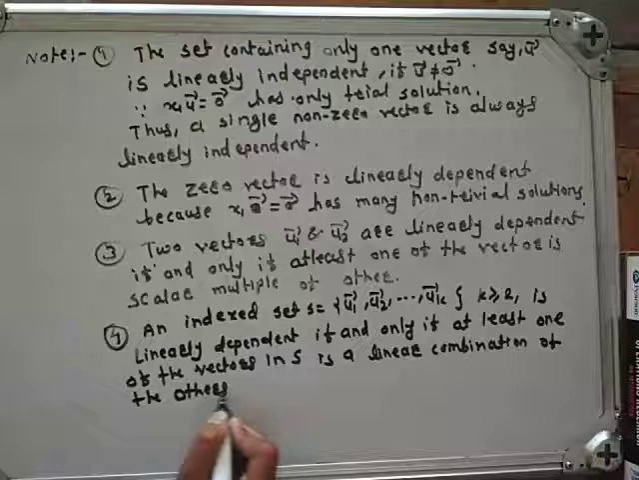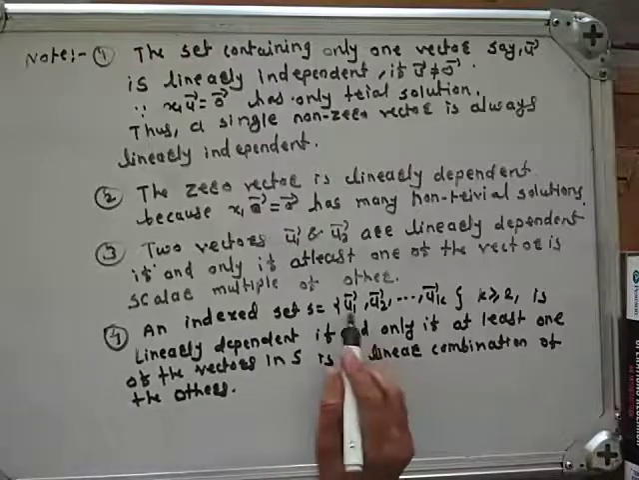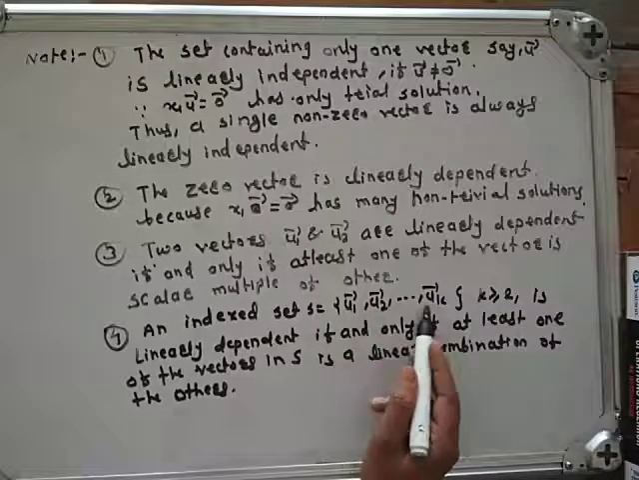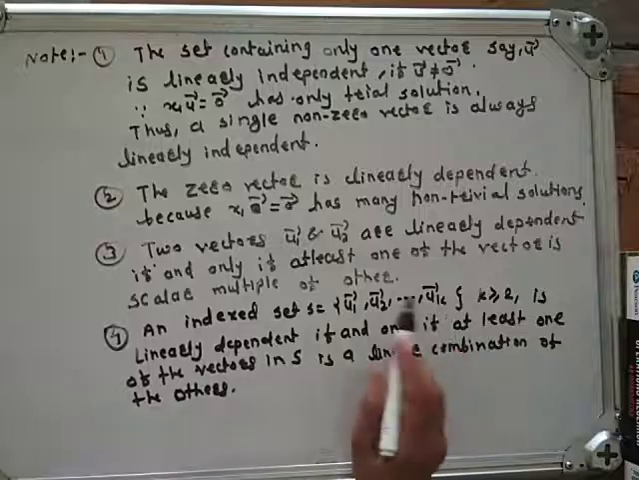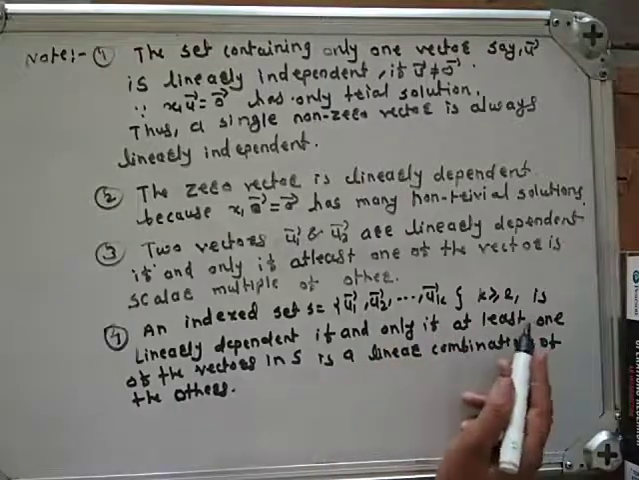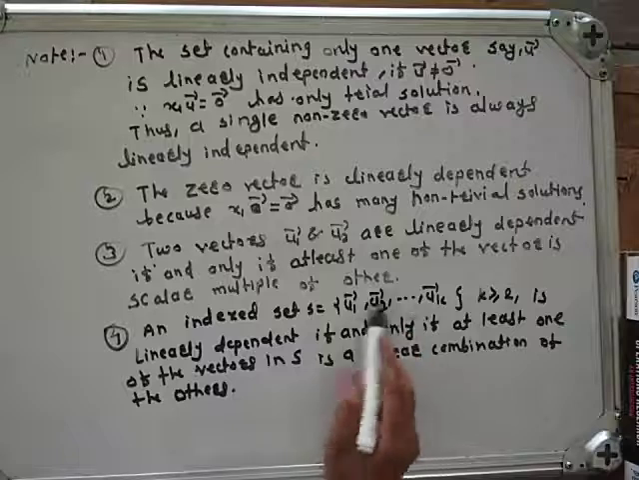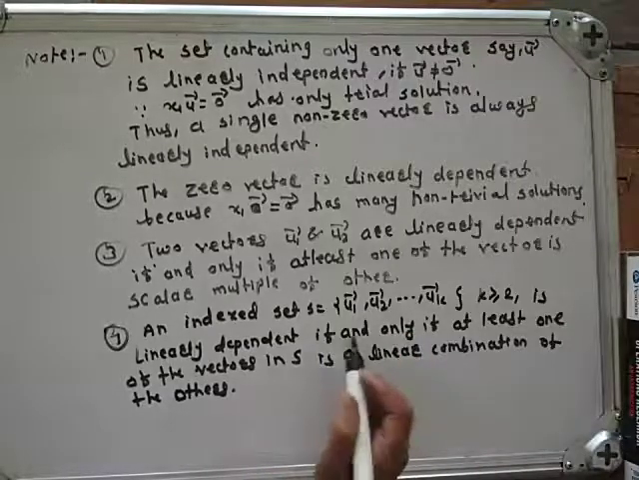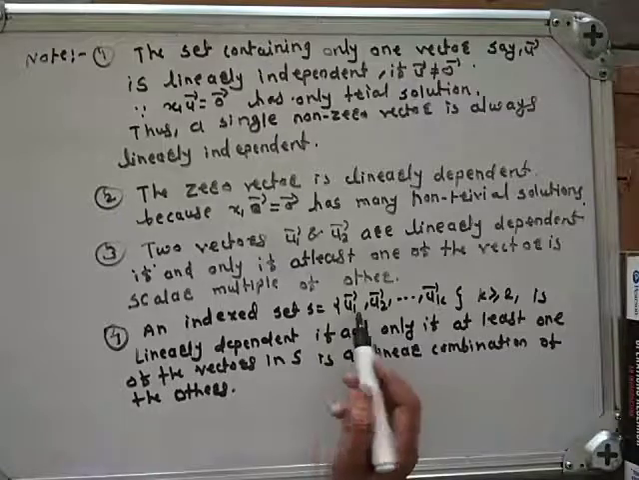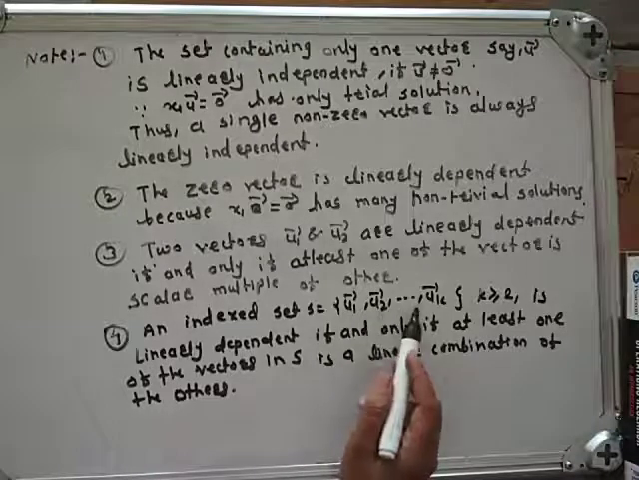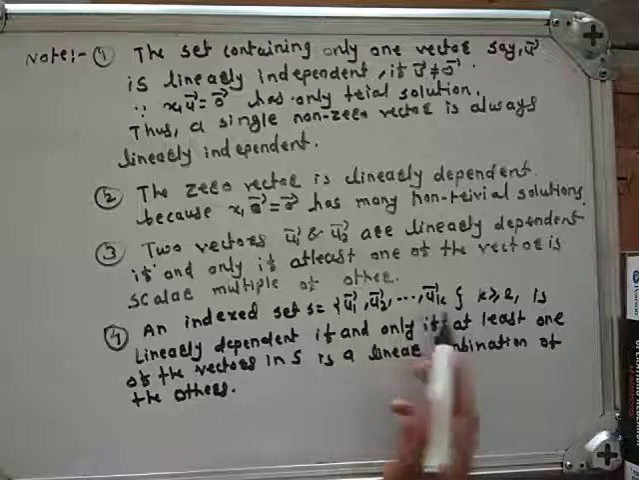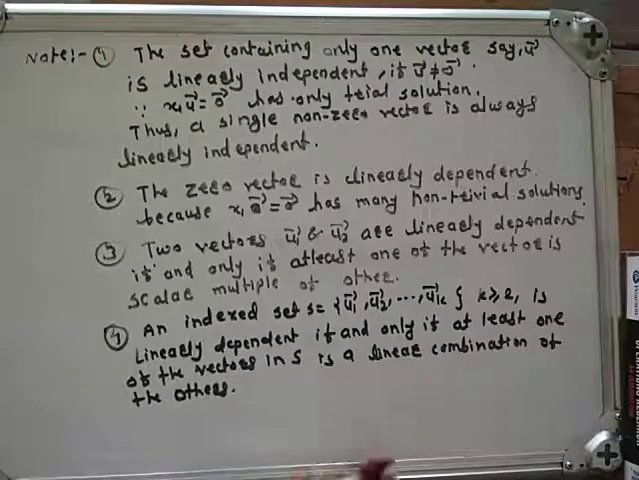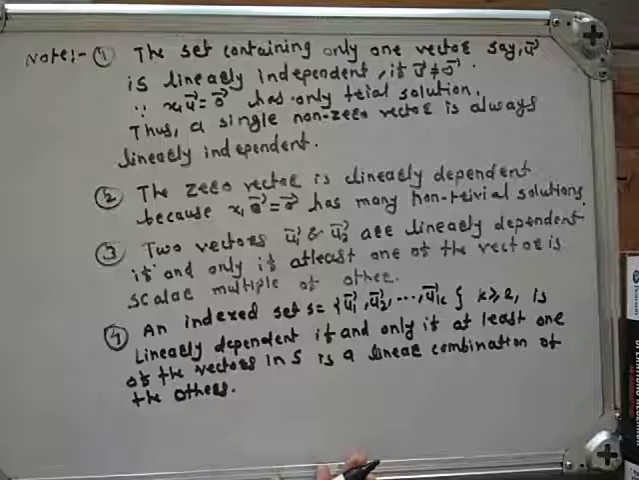Okay, that means if you have a set u1 bar, u2 bar and so on up to uk bar, this set is linearly dependent if and only if at least one of the vectors in S is a linear combination of the others. For example, if u1 bar is a linear combination of u2 bar and so on up to uk bar, then this set is a linearly dependent set. Okay.